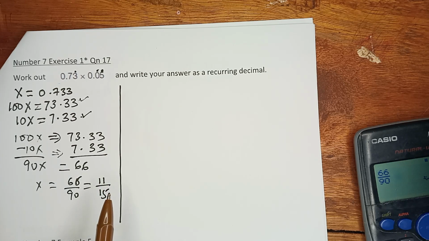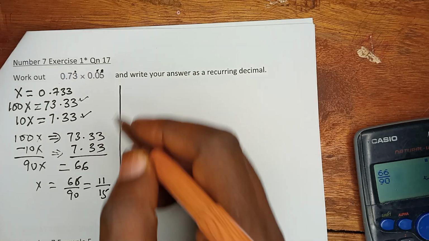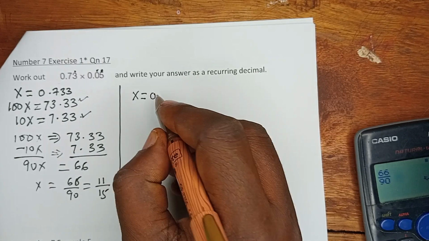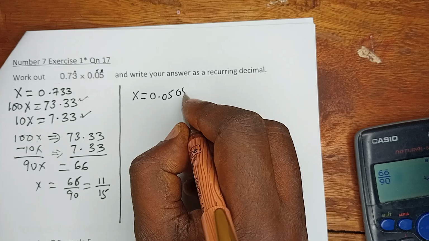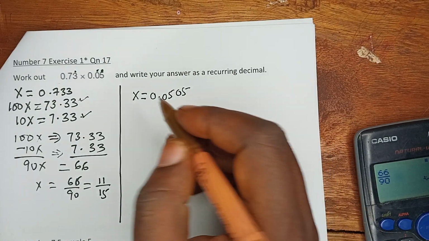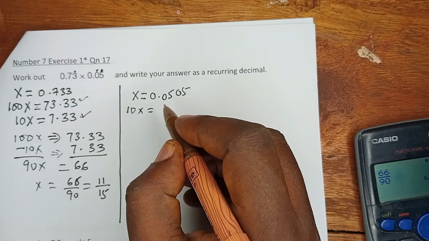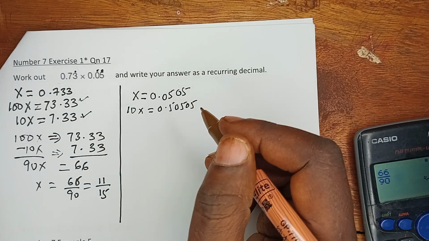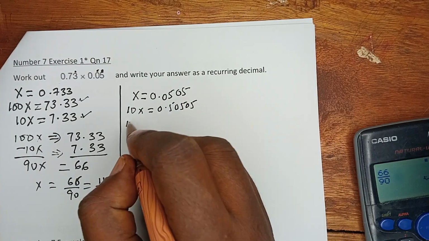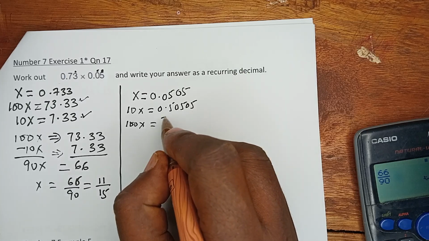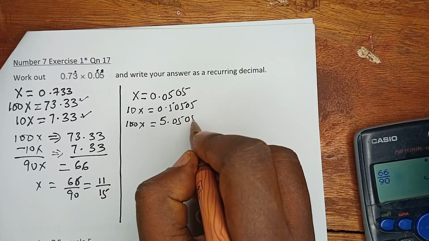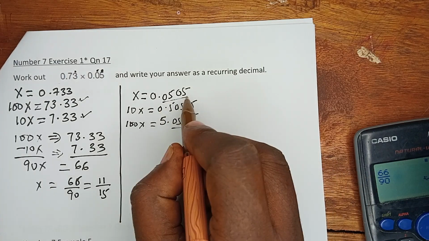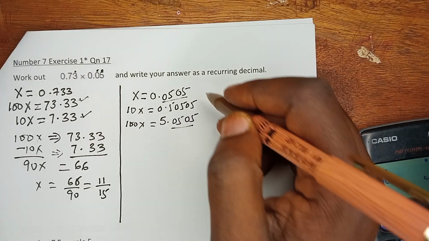Let us now deal with the next one, which is 0.0505 recurring, and we have our x equal to 0.0505. Of course, now 10x becomes 0.50505, and 100x is 5.0505, and sure enough we have 0.0505 identical to that.